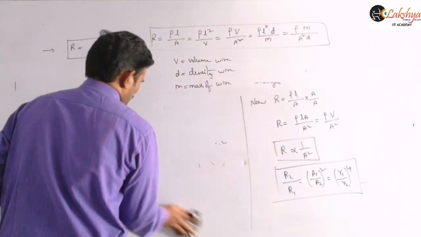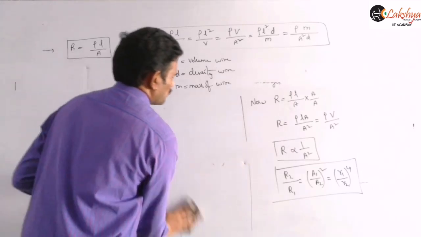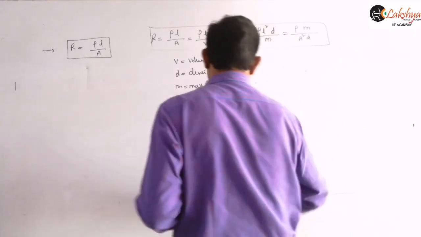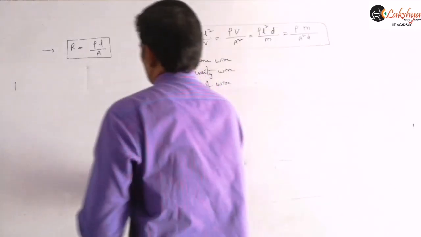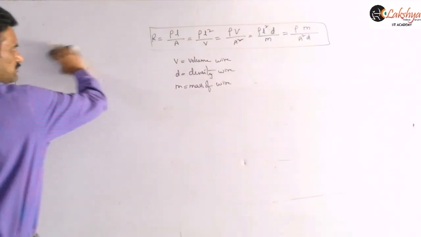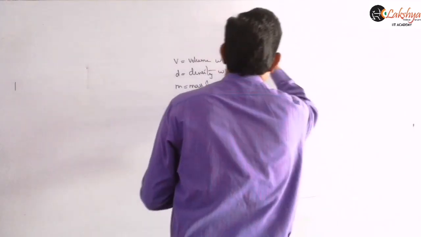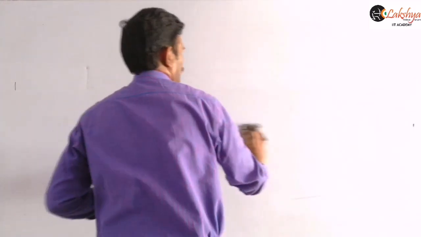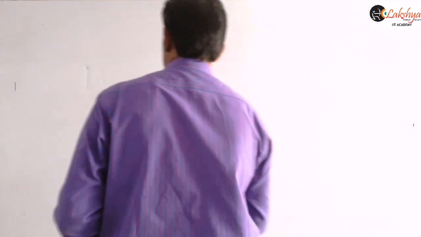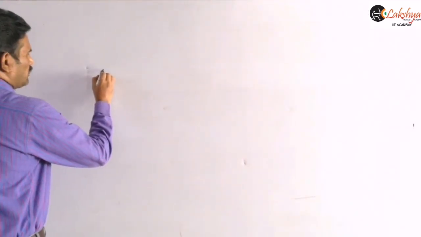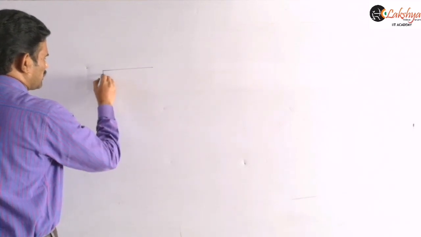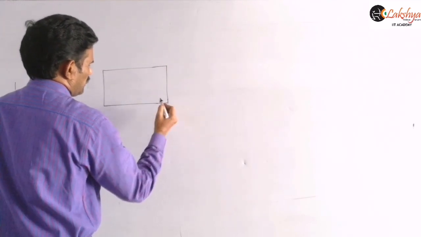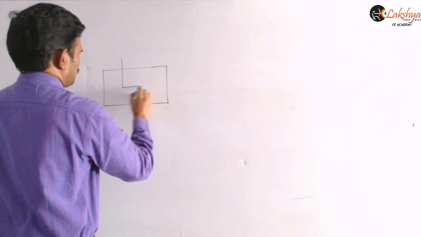And there will be a lot of problems based on this, R is equal to rho L by A. Sometimes the problems may be in terms of percentage changes. So now write this one problem. Current is allowed to pass through such a cuboid here. Such a three-dimensional block I am taking here.